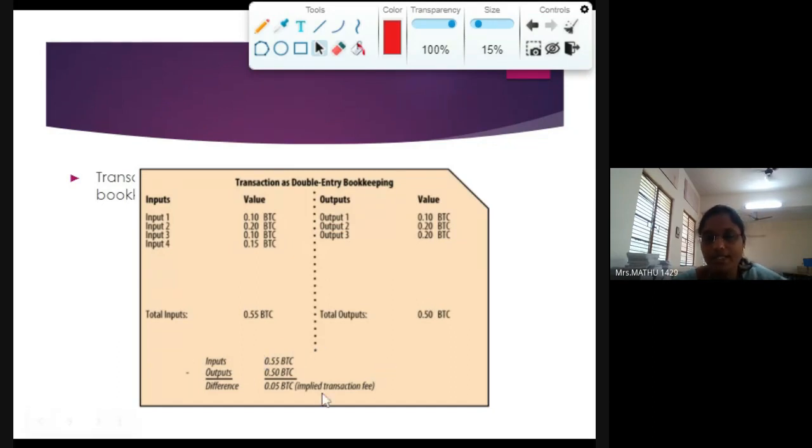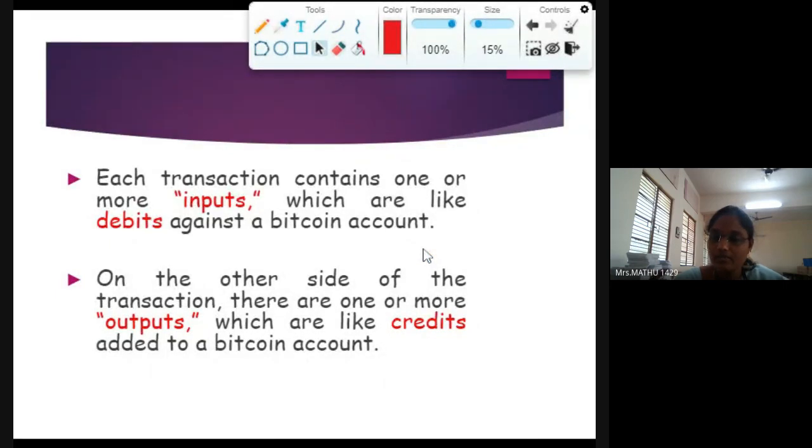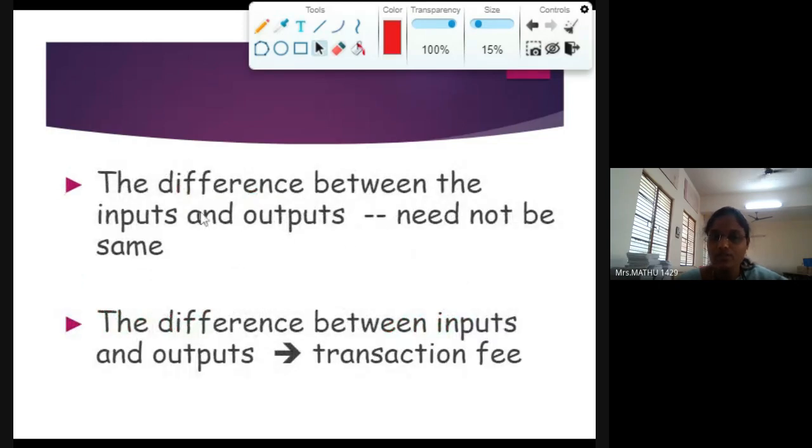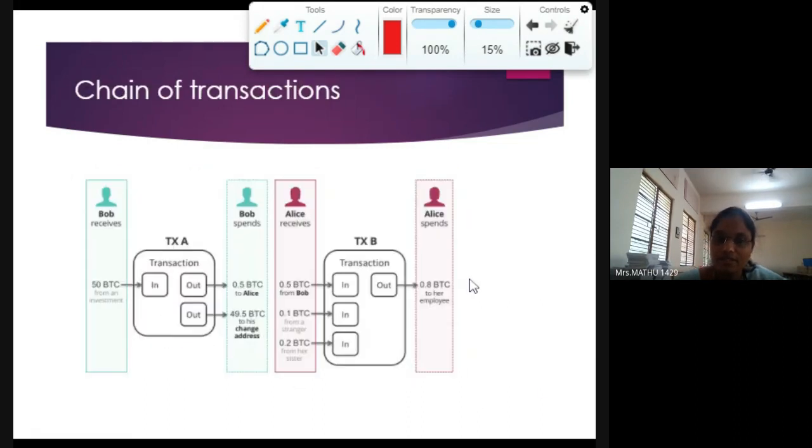The difference between input and output will give you the miner's fee, or a transaction fee. For every transaction that happens, we need to pay a transaction fee. The fee will be automatically included when you are doing the transaction. The difference between the inputs and outputs need not be the same, and we call this difference the transaction fee.